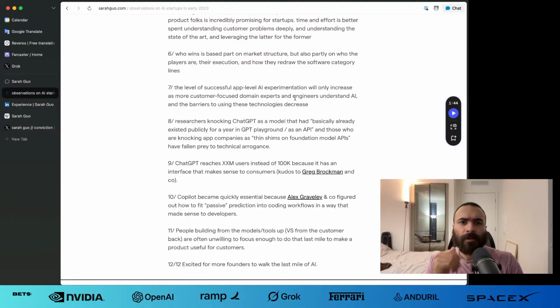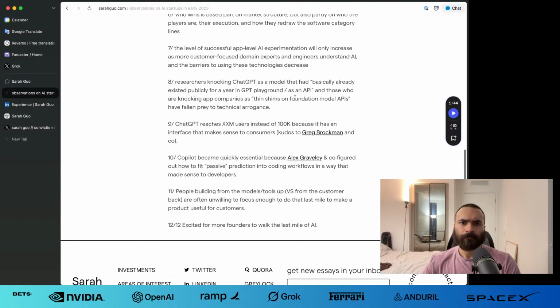Who wins is based in part on market structure, and partly on who the players are, their execution, and how they redraw the software category line. The level of successful app level AI experimentation will only increase as more customer focused domain experts and engineers understand AI, and the barriers to using these technologies decrease.